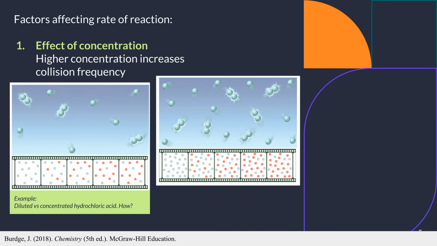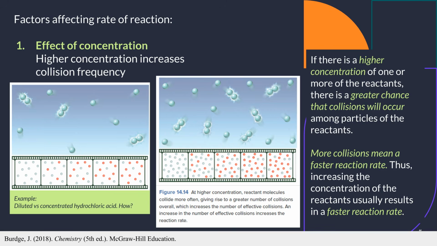Concentration plays a major role in determining how fast a reaction occurs. Concentration means the amount of reactant particles present in a specific volume. Compare the diluted and concentrated solutions. Which one produces a faster reaction, and why? The concentrated solution reacts faster. It contains more reactant particles in the same volume. This increases collision frequency.